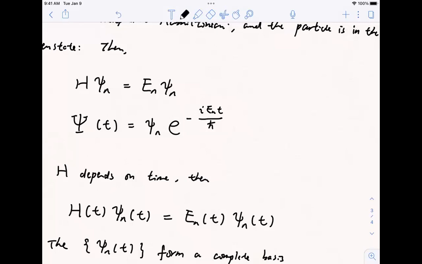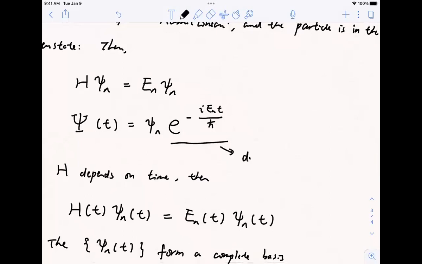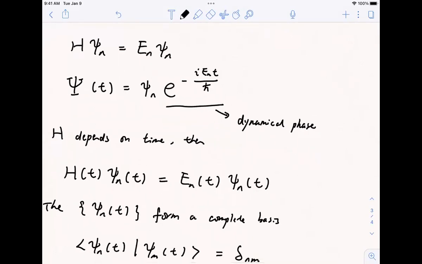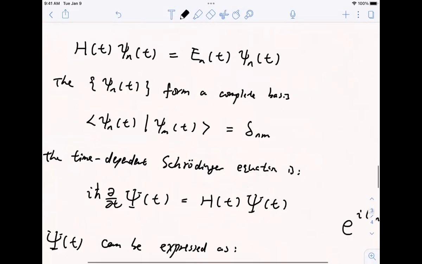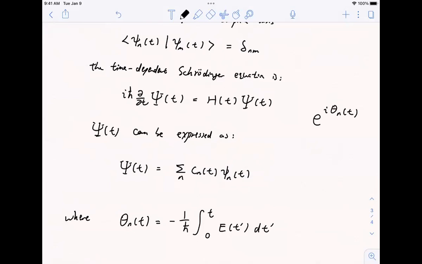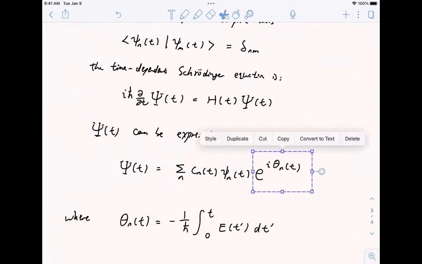So this is a dynamic phase factor. It's nothing special about this phase, and we want to exclude this phase in our consideration. That's why when we write down this coefficient, we just take the dynamic phase factor out.